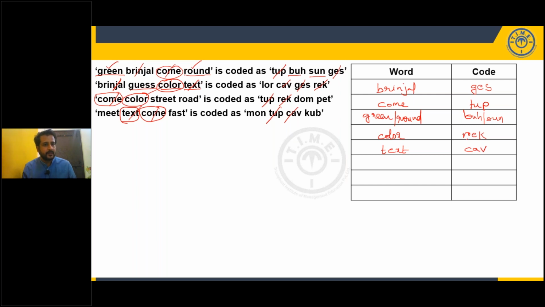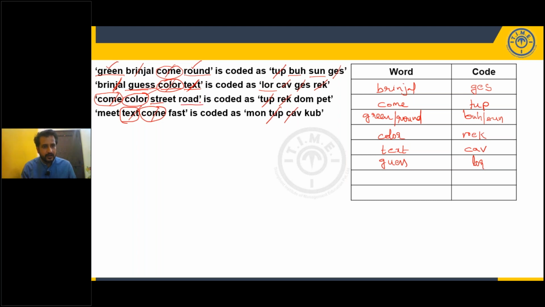Now if you observe statement 2, we have a total of 4 words: brinjal, guess, color, text. We are able to identify the codes for brinjal, color, and text, though guess is not common, but the only leftover word is guess and the only leftover code is LOR. Now what can I confirm? The code for guess is LOR. Clear? So now in this one, what are we left with?